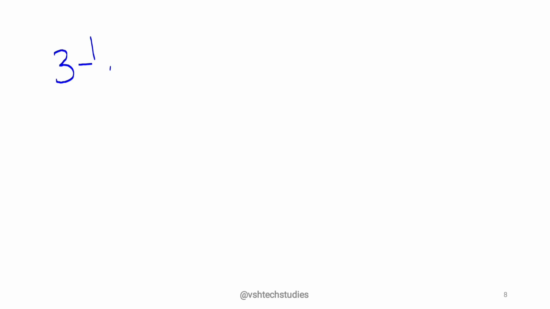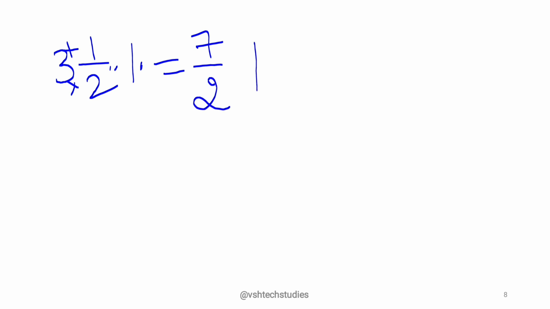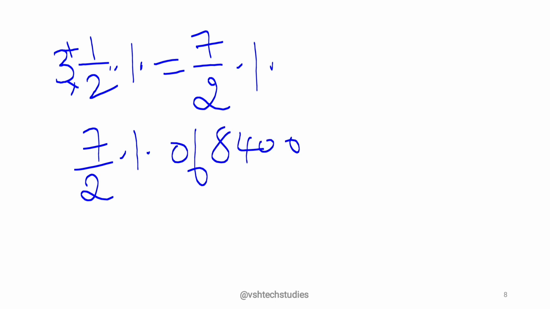So one tax rate is 3.5%, right? So how can we write this? 2 3s are 6 plus 1, 7. So 7 by 2. This is the old tax rate. Then how much is the old tax amount? So 7 by 2% of, right? For every 100 rupees he had to pay 7 by 2 rupees. Then for a total of 8,400, how much tax does he have to pay?